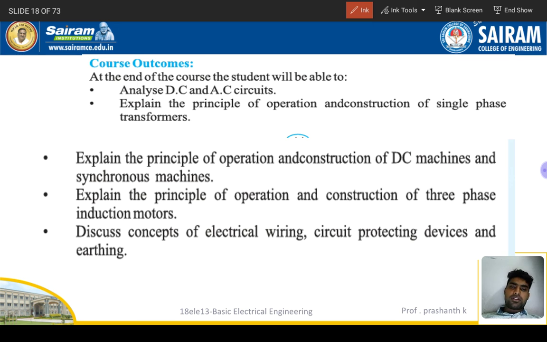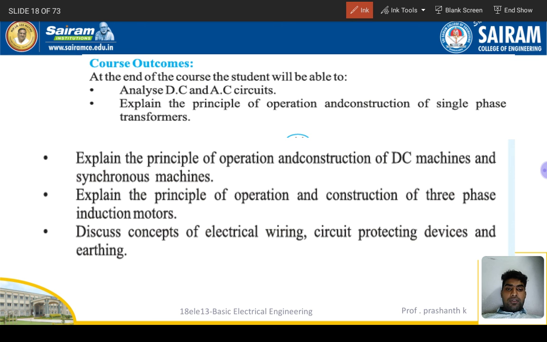So at the end of the course, the student will be able to analyze DC and AC circuits. Definitely you'll get to know the difference between DC and AC. Explain the principle of operation and construction of a single phase transformer. Transformers we use everywhere, right? Even in mobile chargers and adapters. So we will come to know that at the end of the completion of the basic electrical subject.